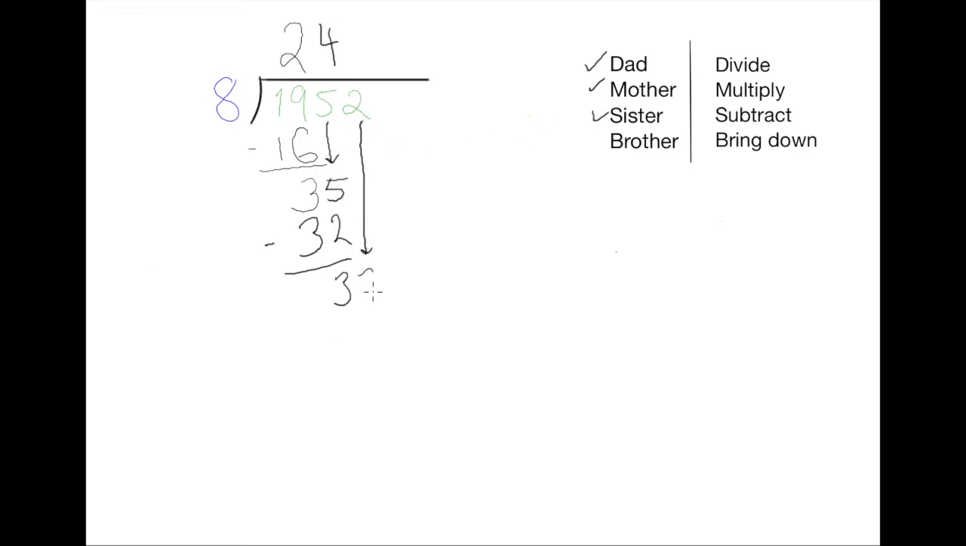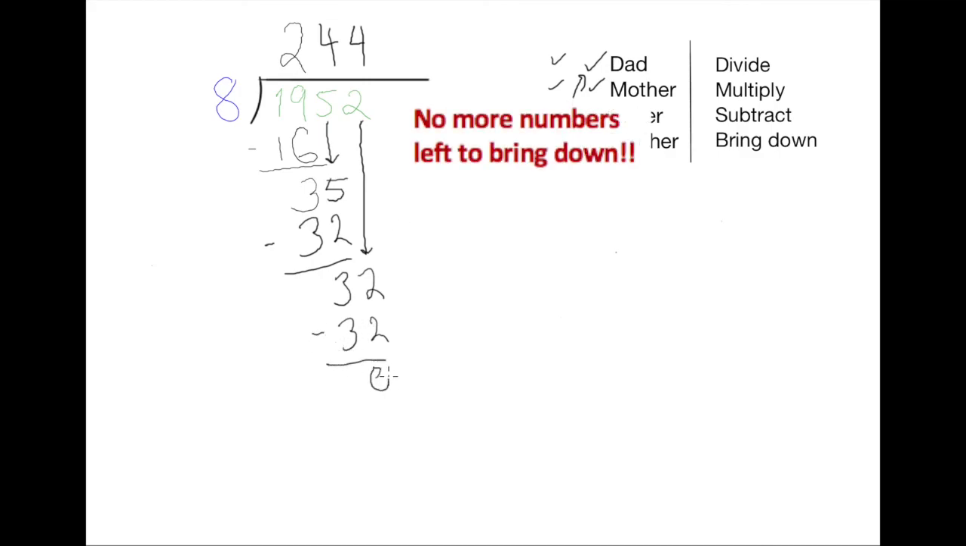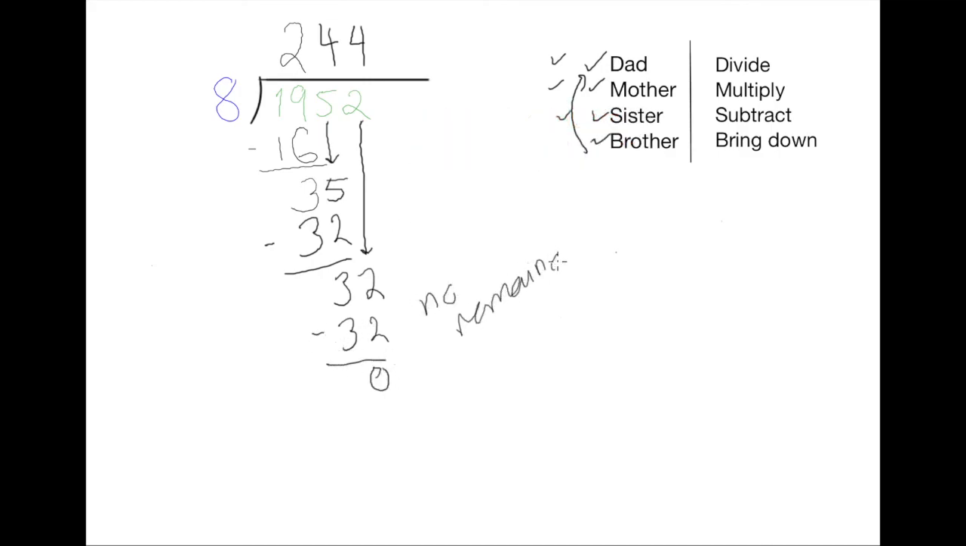Since we still have numbers left to deal with, we have to keep going through the pathway. So back to dividing with dad. 32 divided by 8 is 4, and we write that up above. Then comes multiplying, so 4 times 8 is 32, and that goes below the previous 32 that we obtained. And then sister subtracting, so that gives us 0. So finally, we can say that 1,952 divided by 8 is equal to 244 with no remainders. Now all we have to do is put our therefore statement and we are all done.